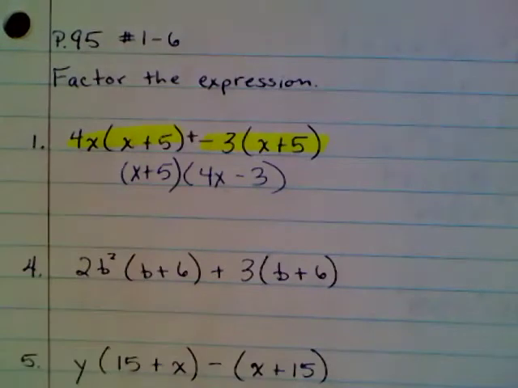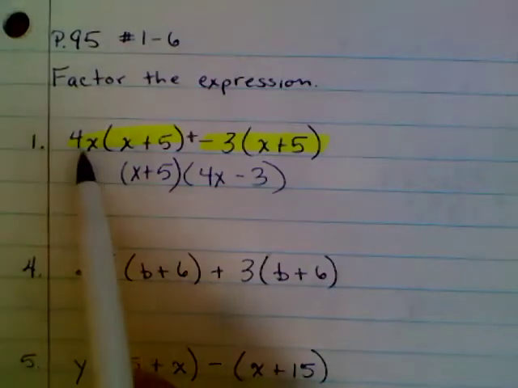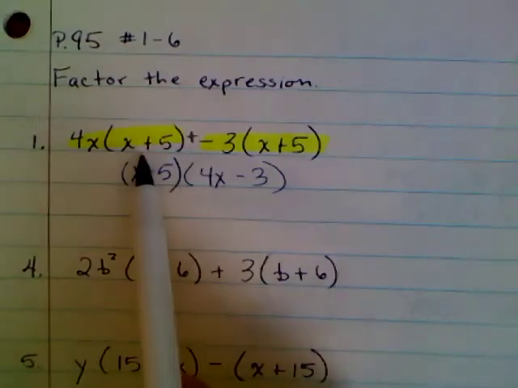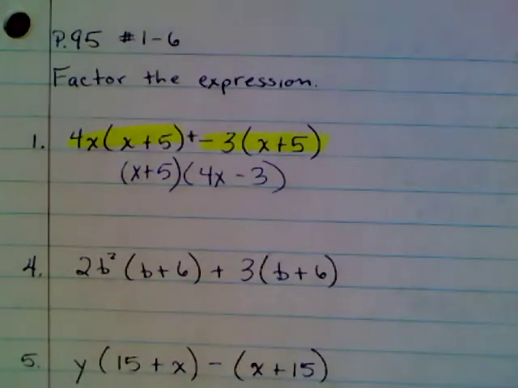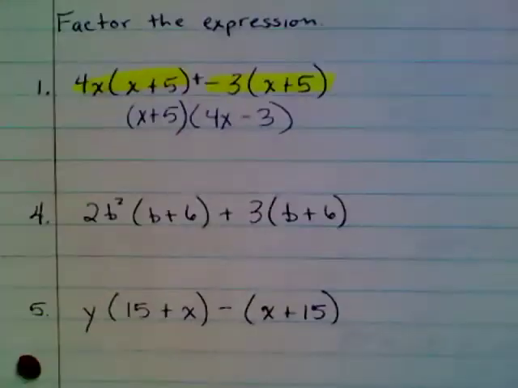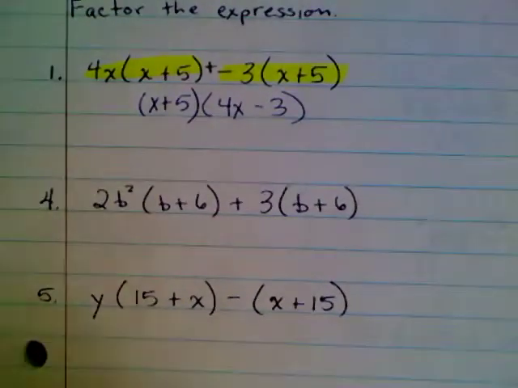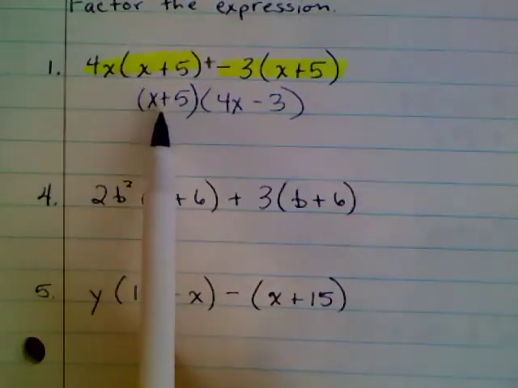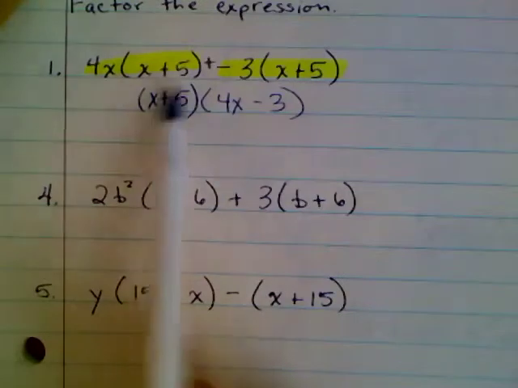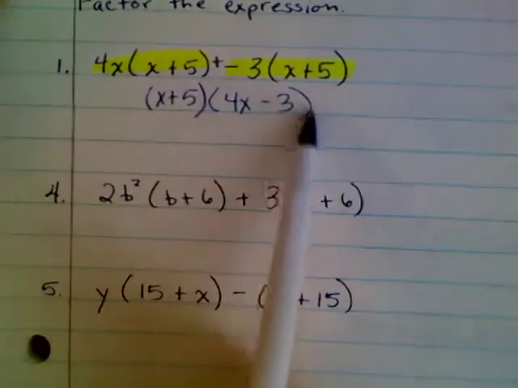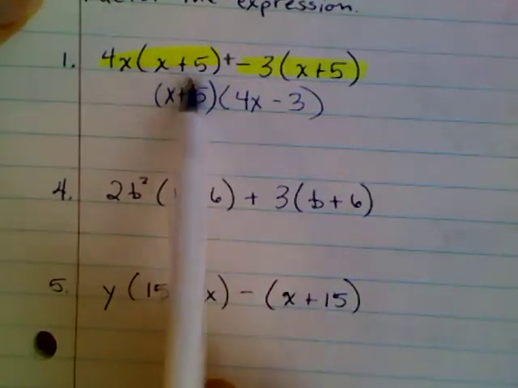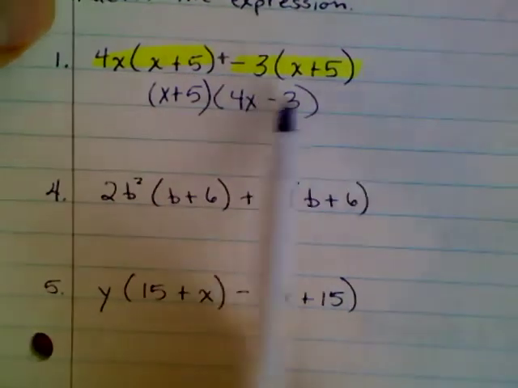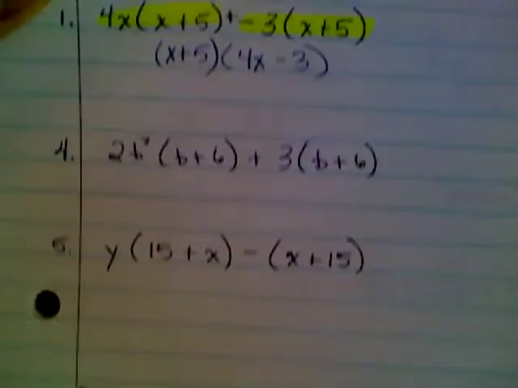Now, a lot of other people just write 4x minus 3 out front, and then they write the x plus 5 on the right side. No big deal. I prefer to write it this way. Actually, I used to write it the other way until I became a teacher. When I became a teacher, I sort of understood it a little bit better. You sort of have to understand it a little better to explain it, and that's what happened for me.